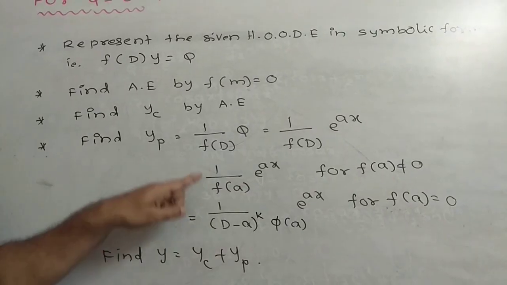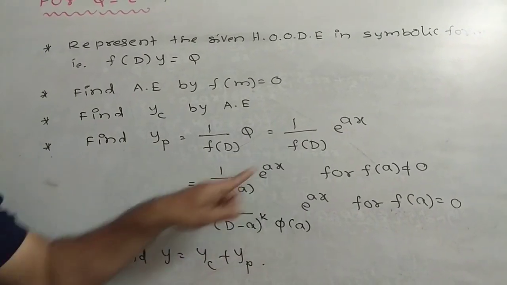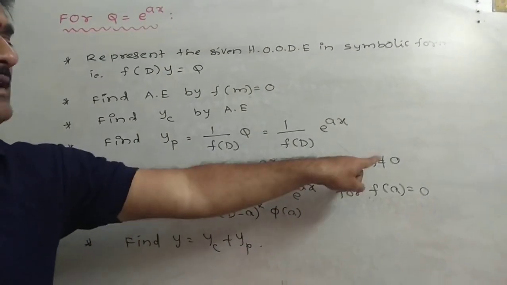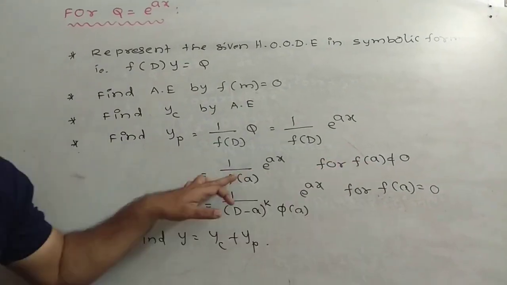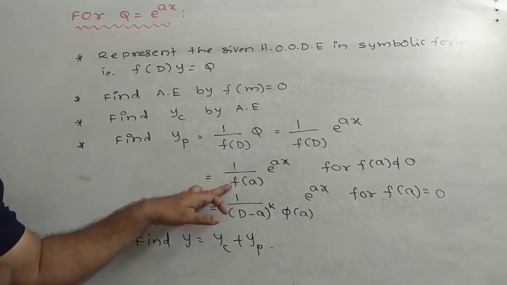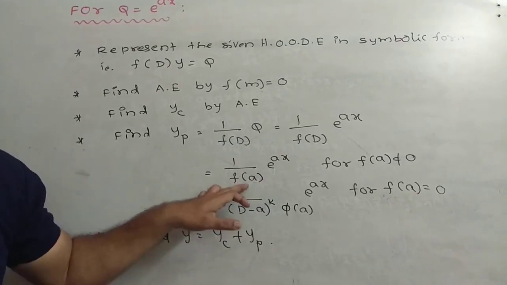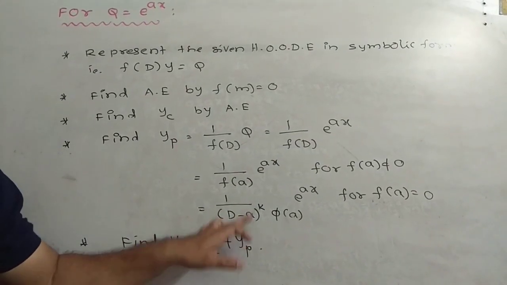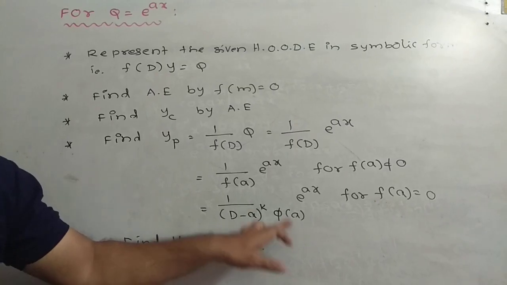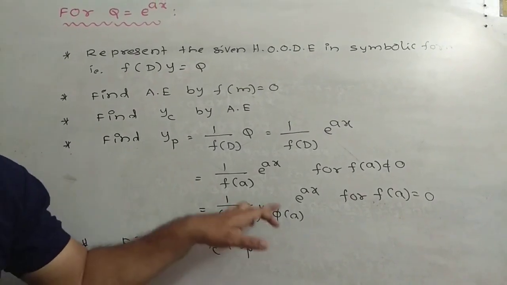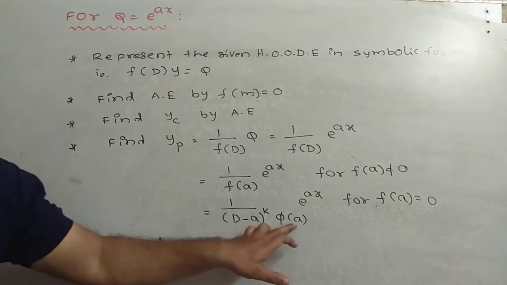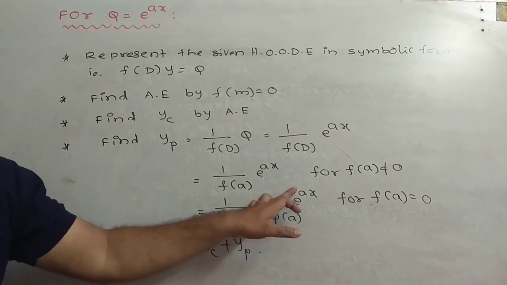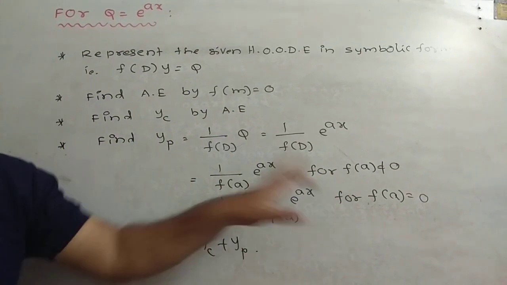So this is equal to 1 divided by f of a. That means D is replaced by a, with e power ax as it is, whenever f of a is not equal to 0. If not equal to 0, then only you can write D replaced by the a value. Suppose f of a is equal to 0, then you split the same f of D into D minus a whole power k into phi of D. Then you substitute a in the factor where you get a non-zero value. For the remaining factor, you write 1 divided by D minus a whole power k, phi of a, e power ax. This formula is applicable when f of a is equal to 0.